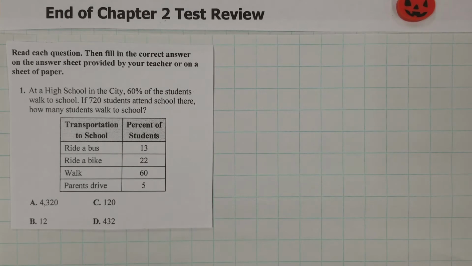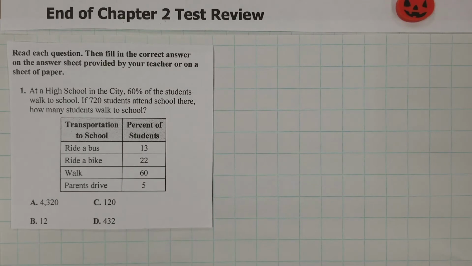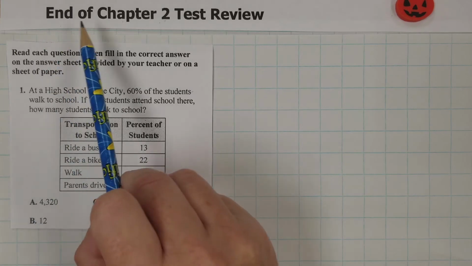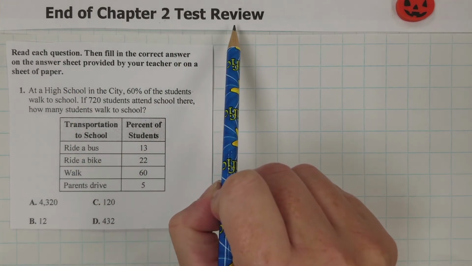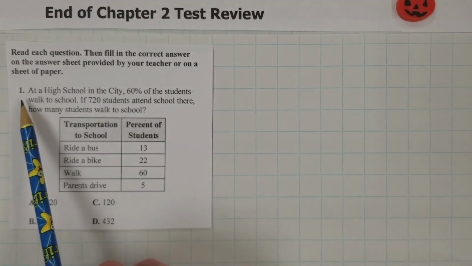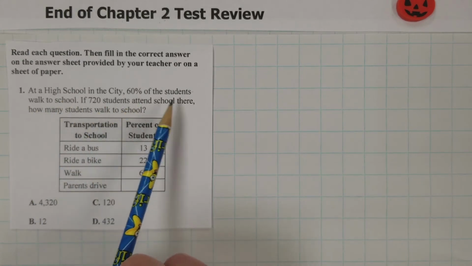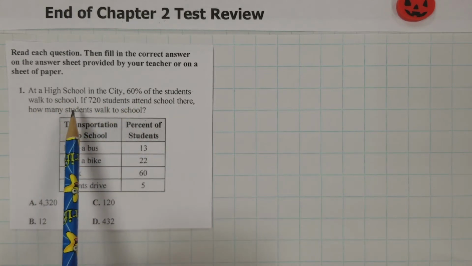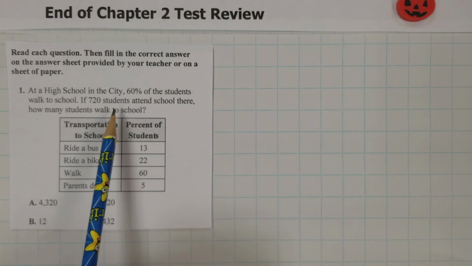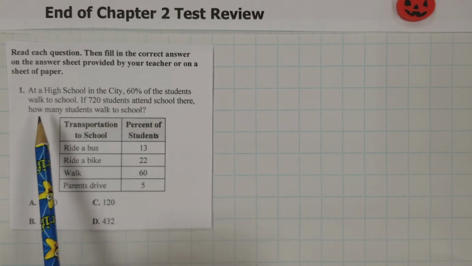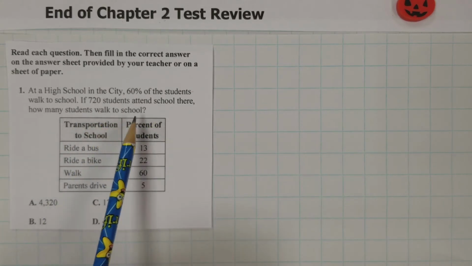In this video, we will be going over how to solve the problems for your grade 6 end of chapter 2 test review. Question number 1. At a high school in the city, 60% of the students walk to school. If 720 students attend school there, how many students walk to school?